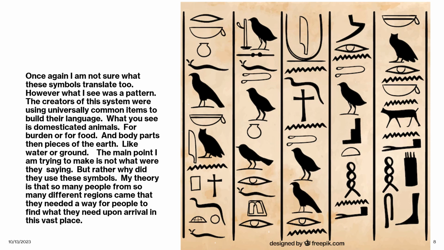The main point I am trying to make is not what they are trying to say or communicate with these symbols, but rather why did they use these specific symbols? My theory is that so many people from so many different regions came that they needed a way for people to find their way around, to find what they needed, to access services right upon arrival.